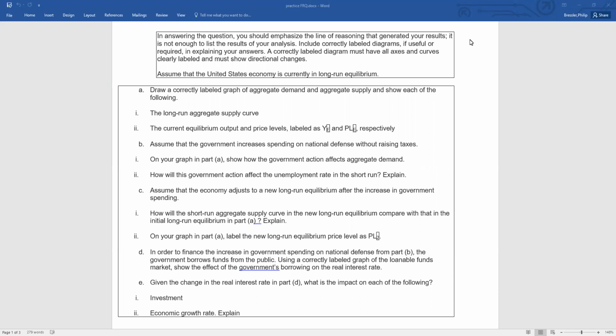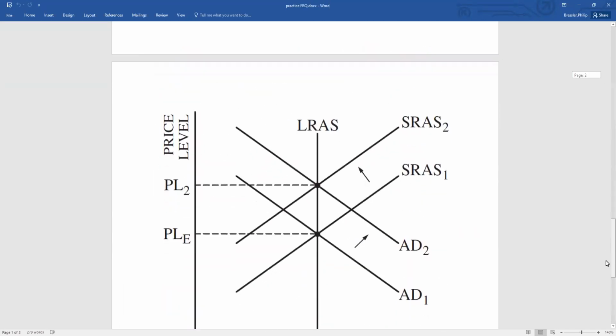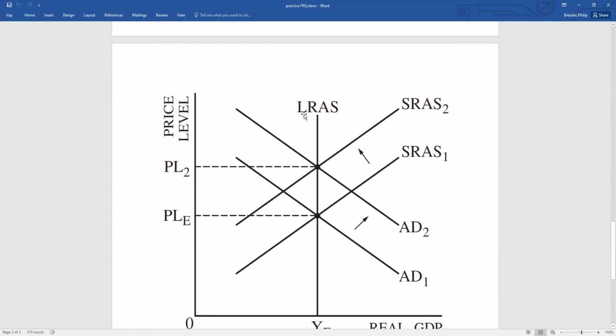So they could ask you here, draw a correctly labeled graph of aggregate demand and aggregate supply and show each of the following: LRAS, YE, and Y. Okay, so if I scroll down here, and just excuse me because I finished this, you would have needed the LRAS, SRAS, and AD all originally intersected at point A here, and that would have gotten 2 points. All right, so you're going to have to be familiar with this graph.